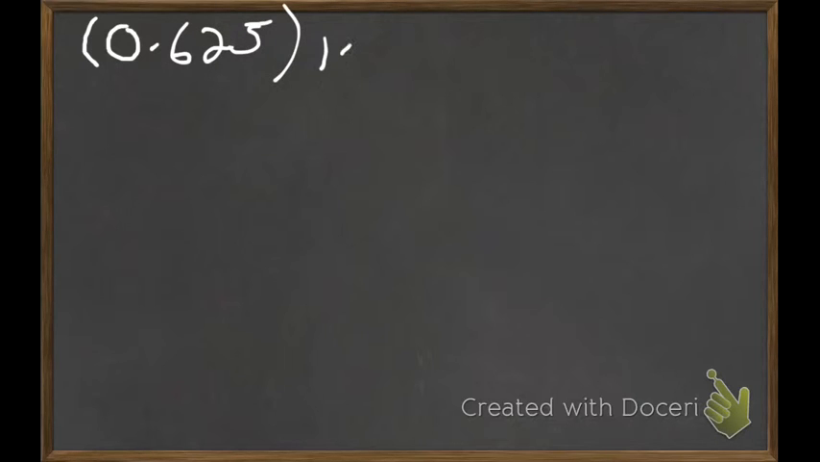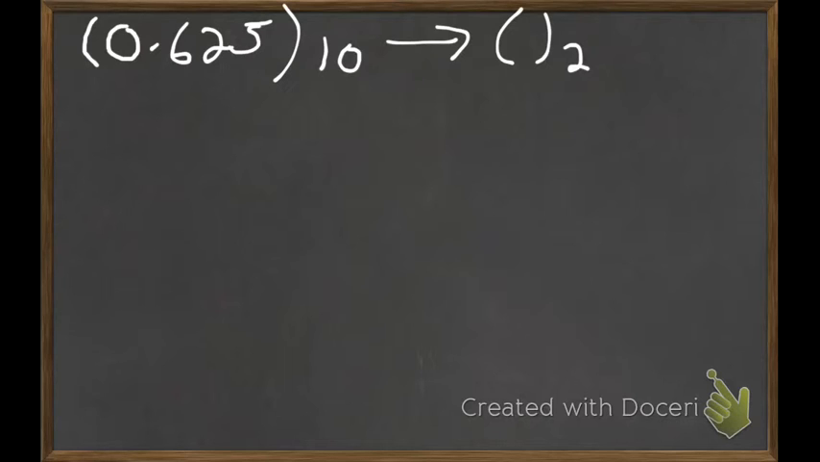Okay, so let's say, for example, we wanted to do 0.625, base 10, and we want to know its binary equivalent. One of the ways that you can figure out its binary equivalent can be a little messy, but this is usually the way that it's initially taught.